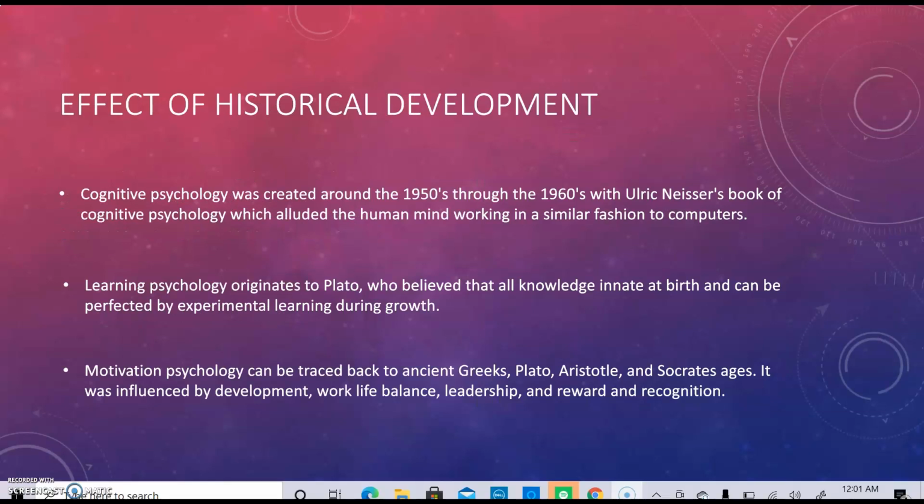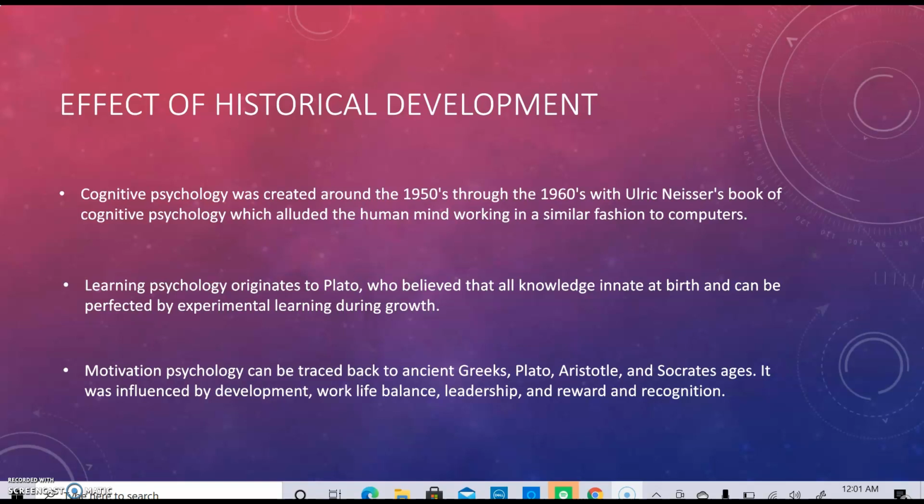Effects of historical development. Cognitive psychology was created around the 1950s through the 1960s with Ulrich Neisser. His book on cognitive psychology alluded to the human mind working in a similar fashion to computers.